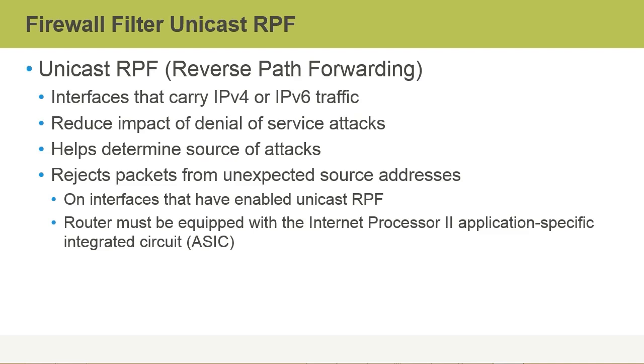So unicast RPF can be used on interfaces that carry both IP version 4 and IP version 6 traffic, and as I mentioned, it's designed to reduce denial of service attacks against those devices. It helps determine the source of the attack as well by analyzing the source address of the packet. The purpose of unicast RPF is to reject packets from unexpected source addresses. Now, this can only happen on interfaces where you've enabled unicast RPF, and also the router must be equipped with the Internet Processor 2 application-specific integrated circuit.